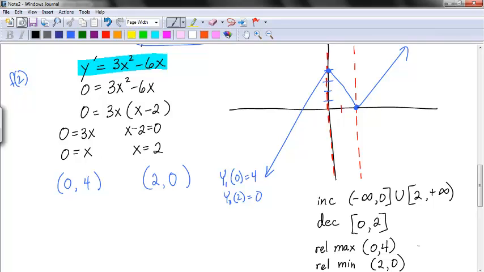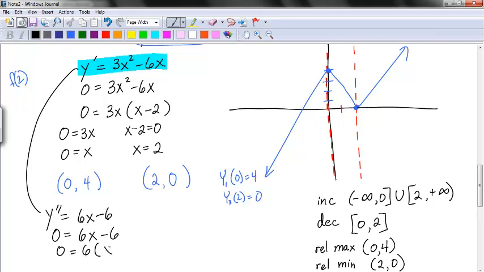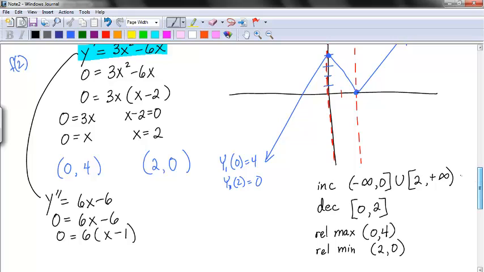Now you do the second derivative. That means you have to take the derivative of the derivative. So y double prime. What would that be? 6x minus 6. You figure the derivative, you set it equal to 0. So 0 equals 6x minus 6. Factor out what's in common, a 6, and you'd have x minus 1. If we divide by 6 on both sides, it's gone, right? So you'd have 0 equals x minus 1, add 1, x equals 1.